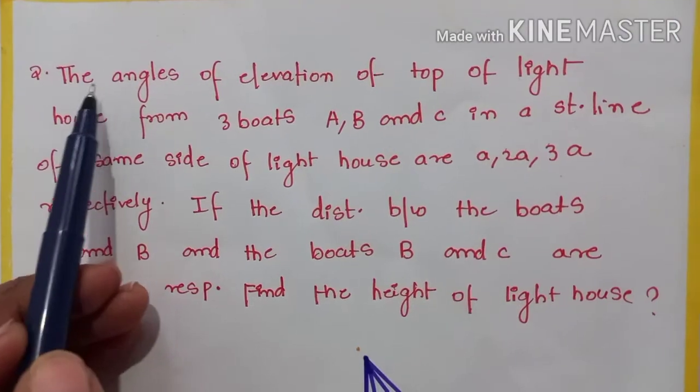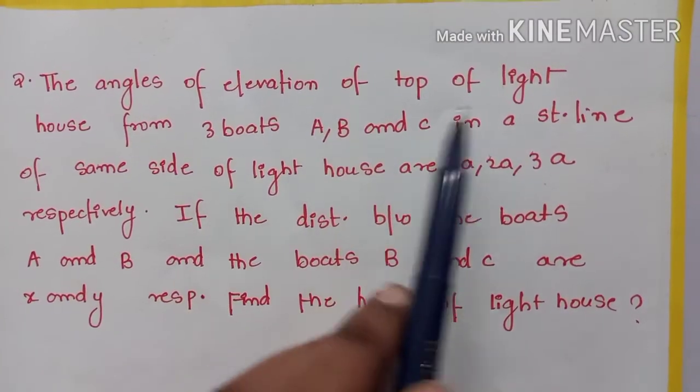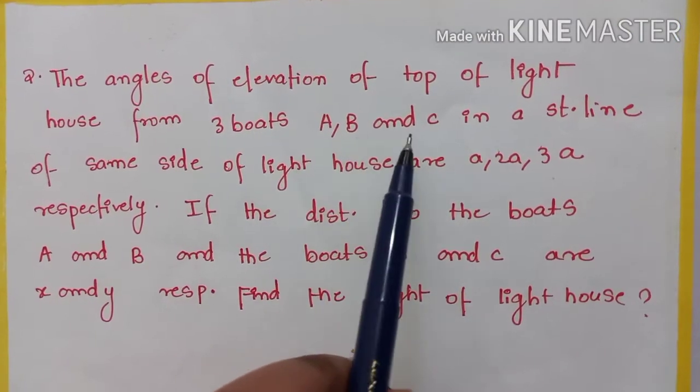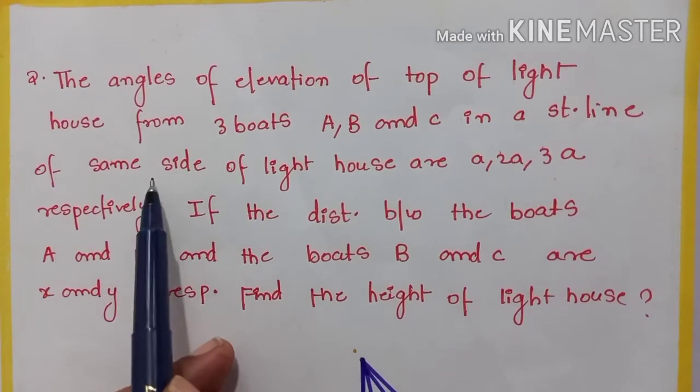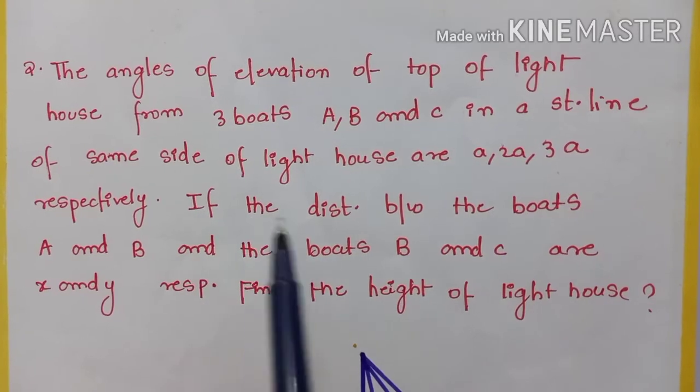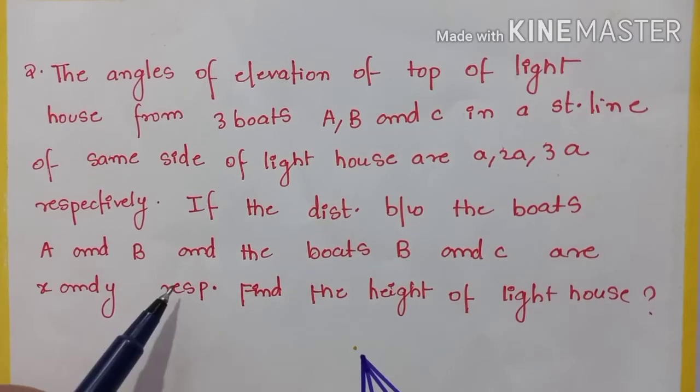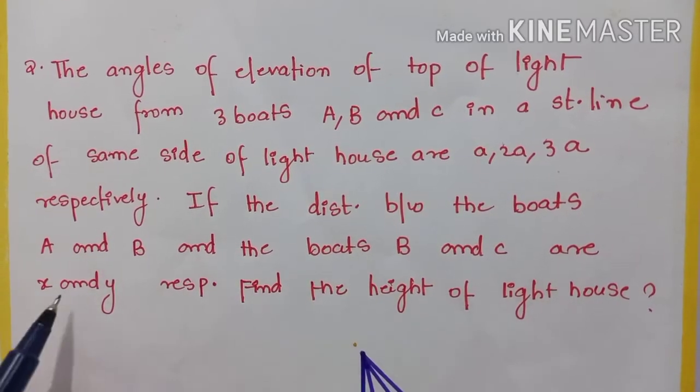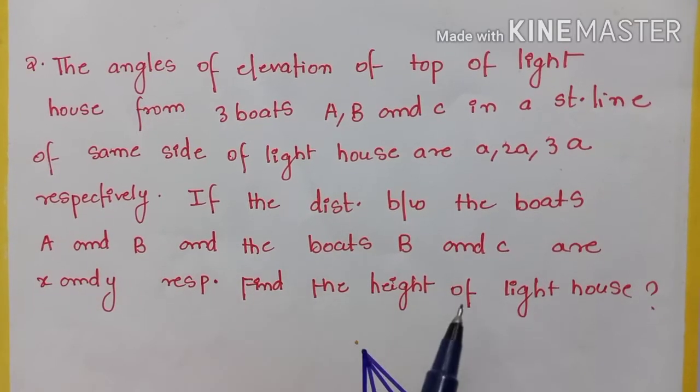Now the second question: the angles of elevation of the top of a lighthouse from three boats A, B and C in a straight line on the same side of the lighthouse are A, 2A and 3A respectively. If the distances between the boats A and B and the boats B and C are X and Y respectively, find the height of the lighthouse.